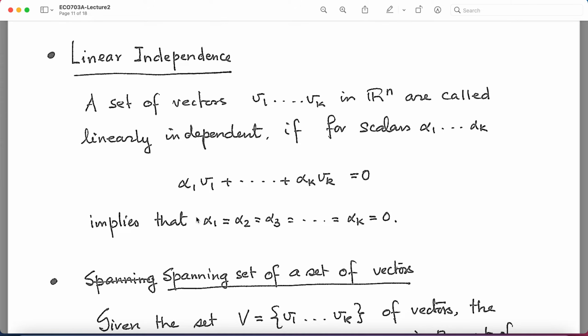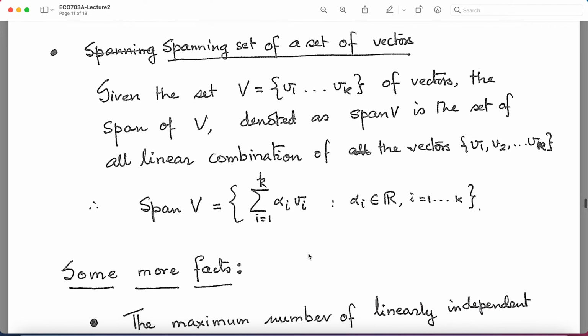So, if you can't express any one of them as a linear combination of the set of the remaining vectors, then this condition must hold, and that is called linear independence. Spanning set of a vector is that you take some vectors and make all possible linear combinations. The set of all linear combinations of a given set of vectors is called the spanning set of the vector v, or the span of v, right.